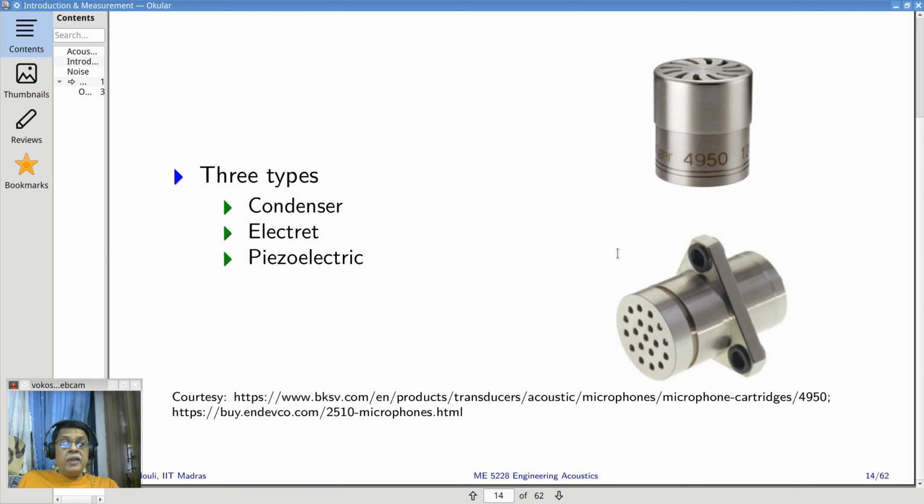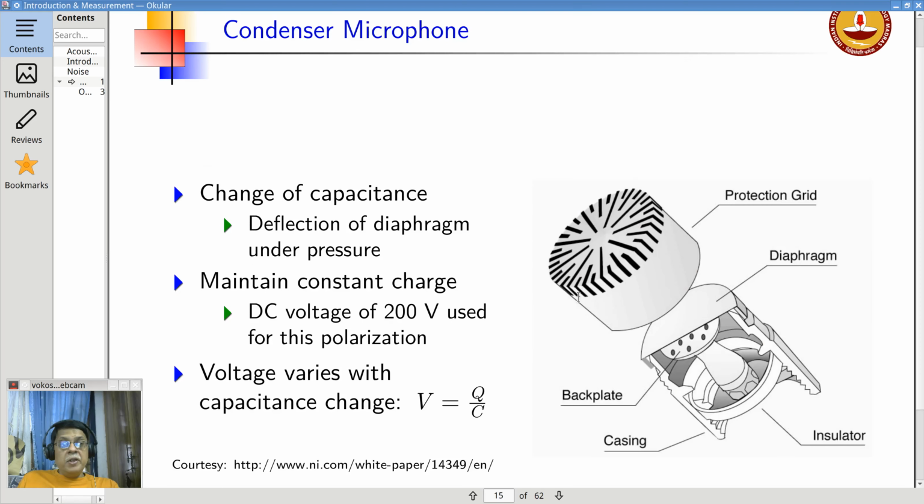The electret microphone is a new device. What is done is that the diaphragm carries the charge. So it's a charged diaphragm. They call it an electret from electrical engineering technology. Therefore the polarization voltage is not required. So these are called electret or zero polarization microphones, and otherwise the principle is the same. The capacitance change reflects as a voltage change.